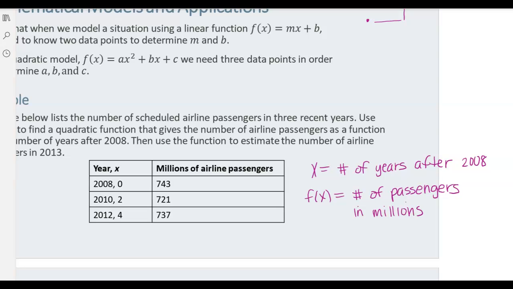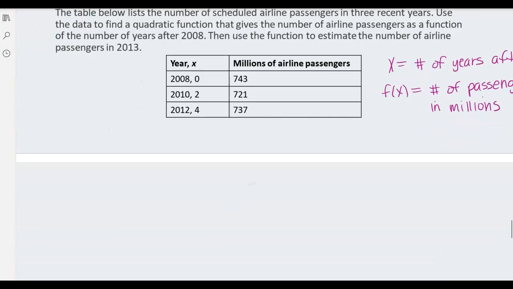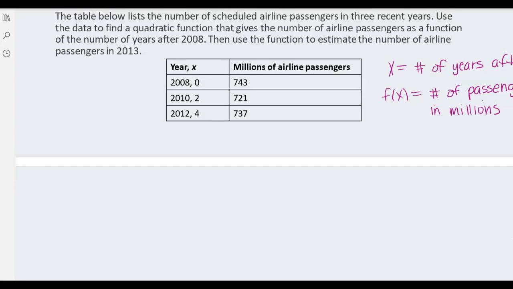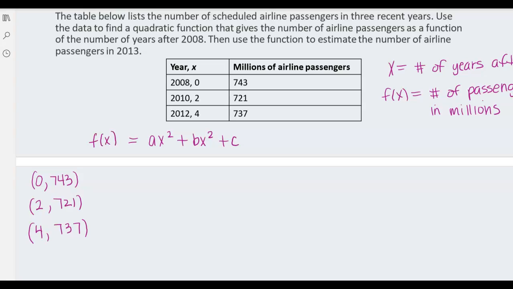So we've got three data points here: (0, 743), (2, 721), and (4, 737). We're trying to find a quadratic equation, ax squared plus bx plus c, which models this data so that we can use it to predict into the future how many passengers we think we'll have.